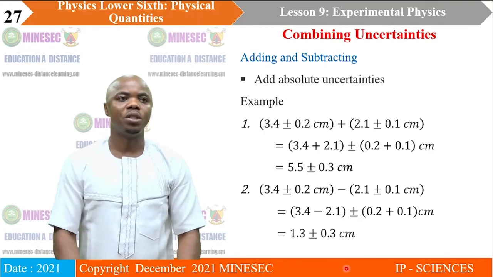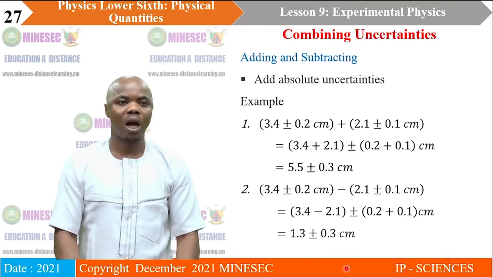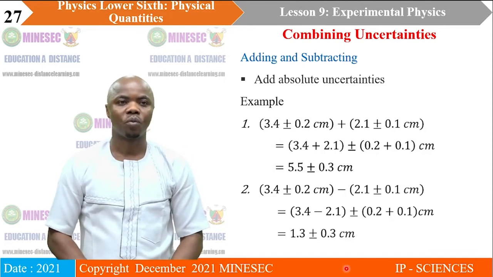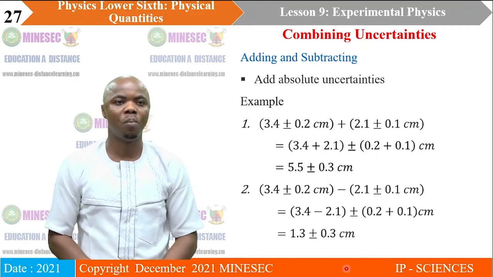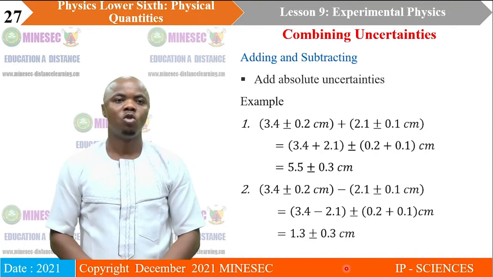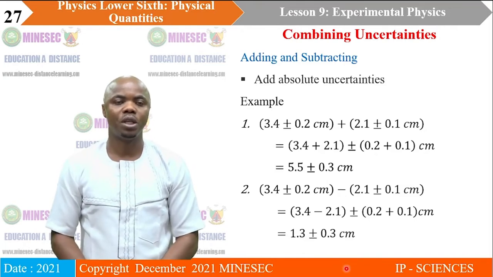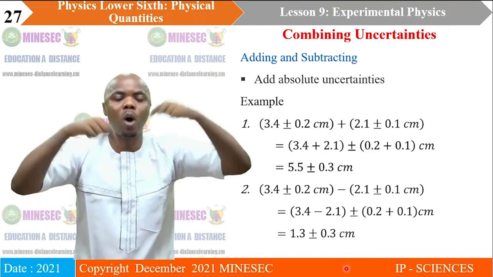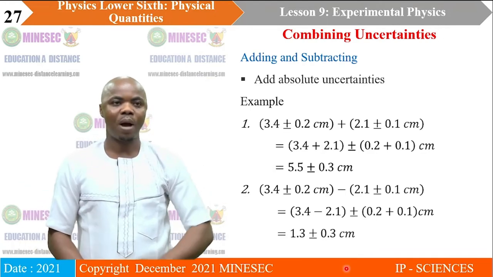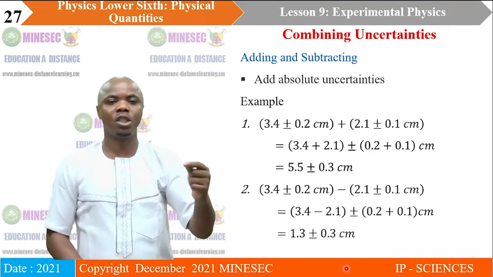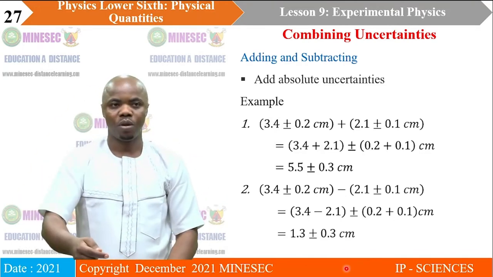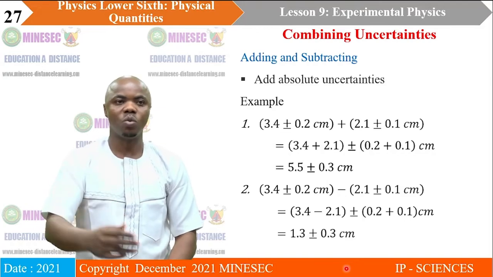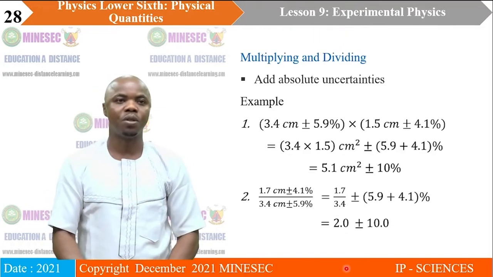Now, combining uncertainties, we can add and subtract uncertainties. Now, when we are adding uncertainties, what do we do? So when we add 3.4 plus or minus 0.2 centimeters plus 2.1 plus or minus 0.1 centimeter, we also add the uncertainties. So if I'm adding an uncertainty of 0.2 to an uncertainty of 0.1, my uncertainty now becomes 0.3. So when adding uncertainties, we add their absolute uncertainties.